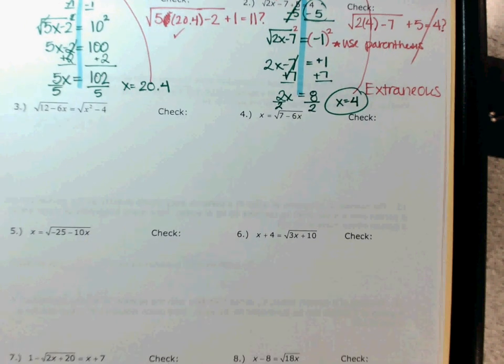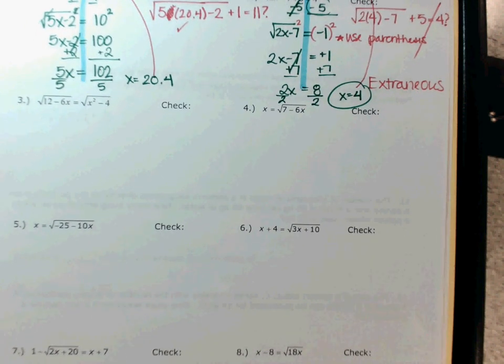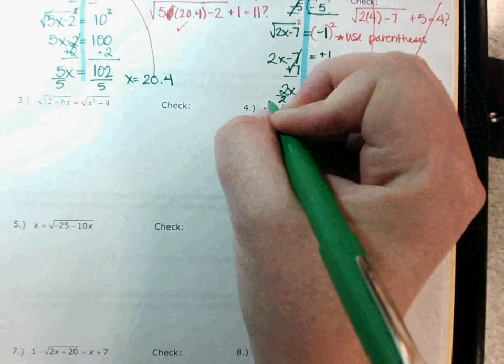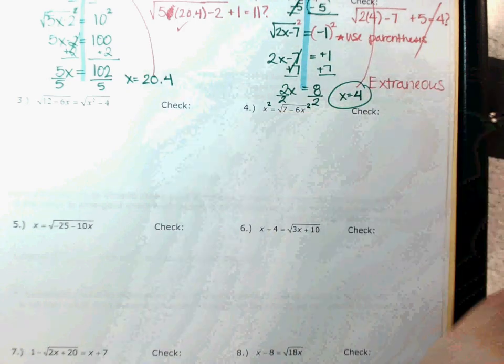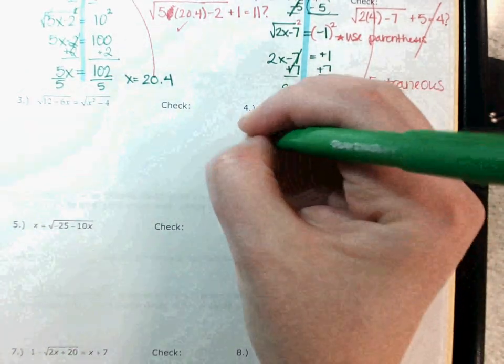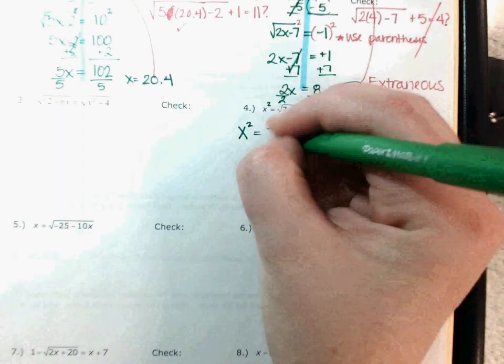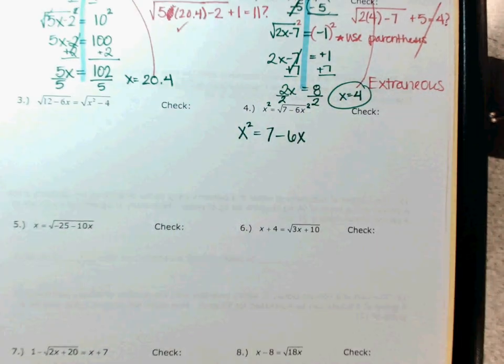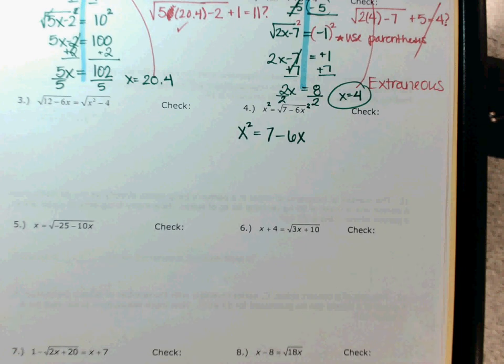Okay, you'll notice that all of the other ones have an x on both sides. So we're going to do number 4. First thing I'm going to do is square both sides. So square and square. When I square x, what do I get? X squared. And then on the other side, I have 7 minus 6x. Now notice that middle part stays the same because the square is just crossing out with the square root. So none of the middle stuff has to change.